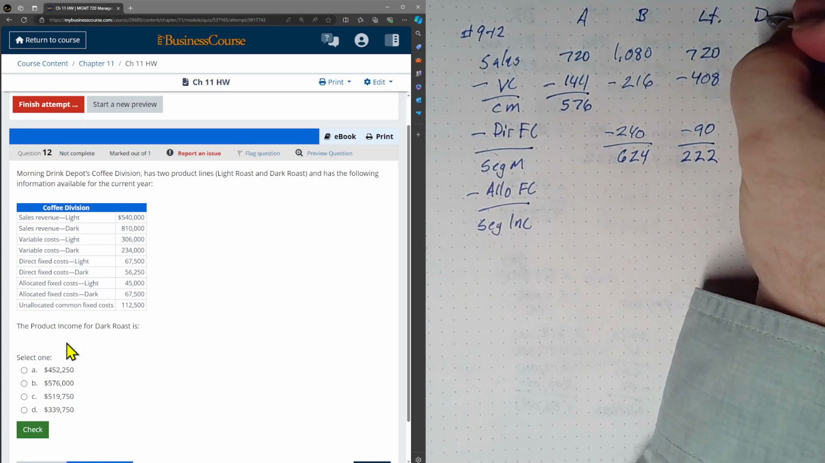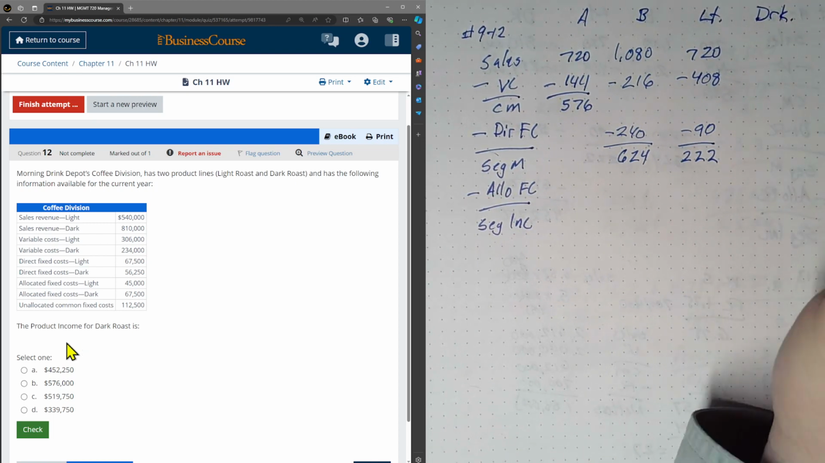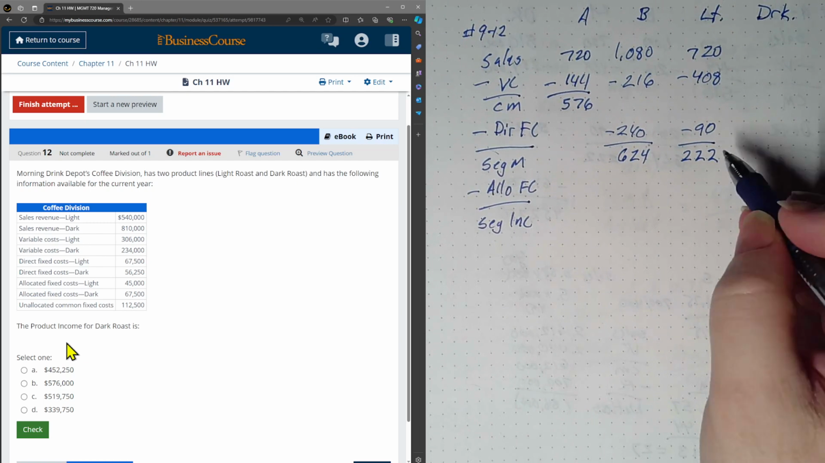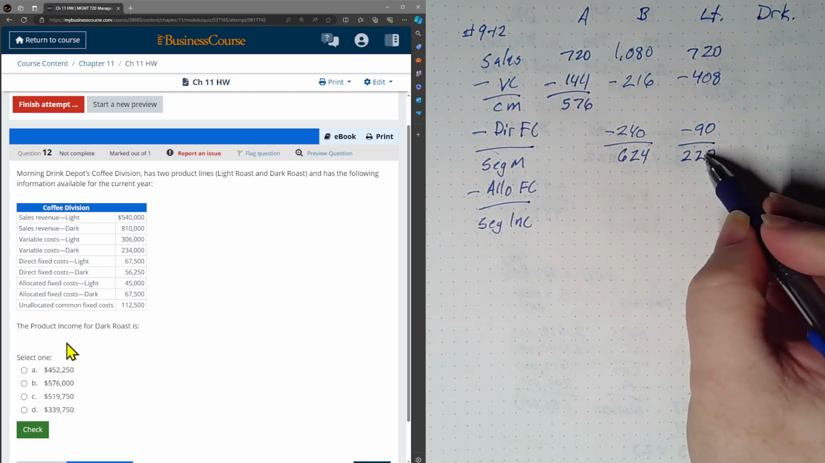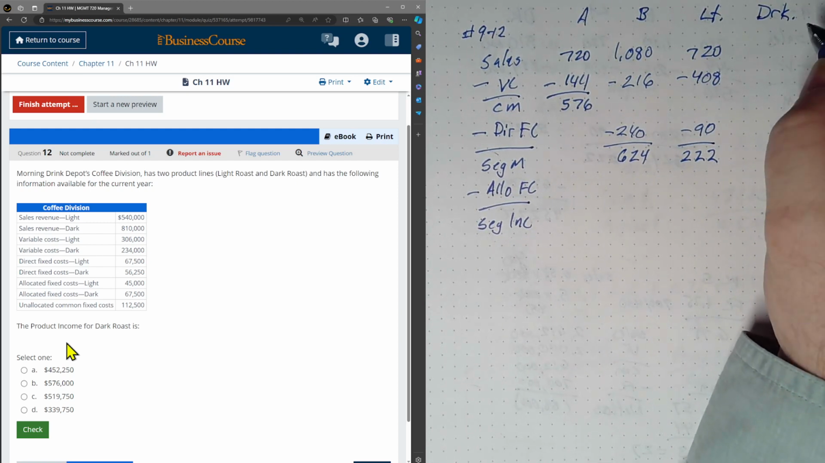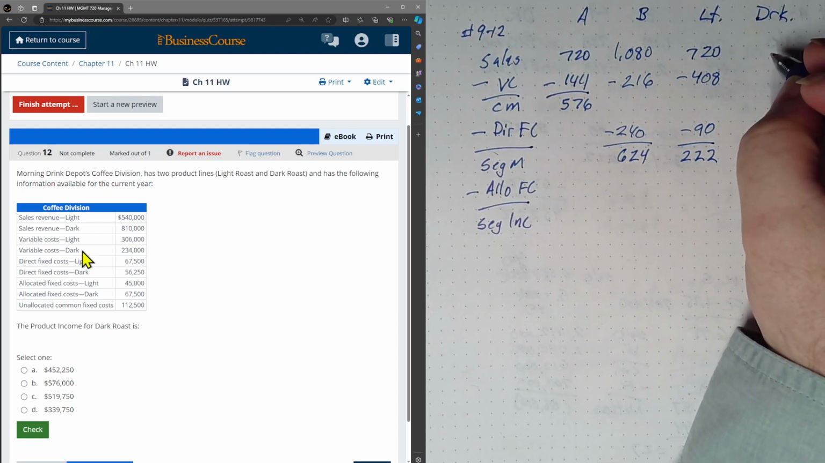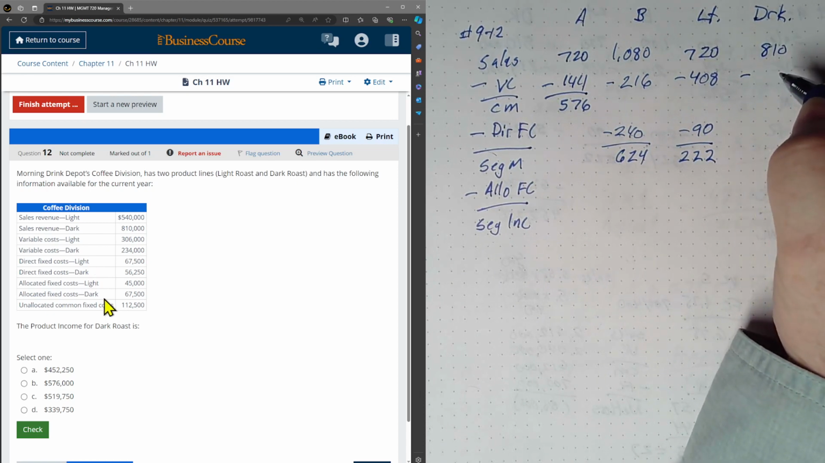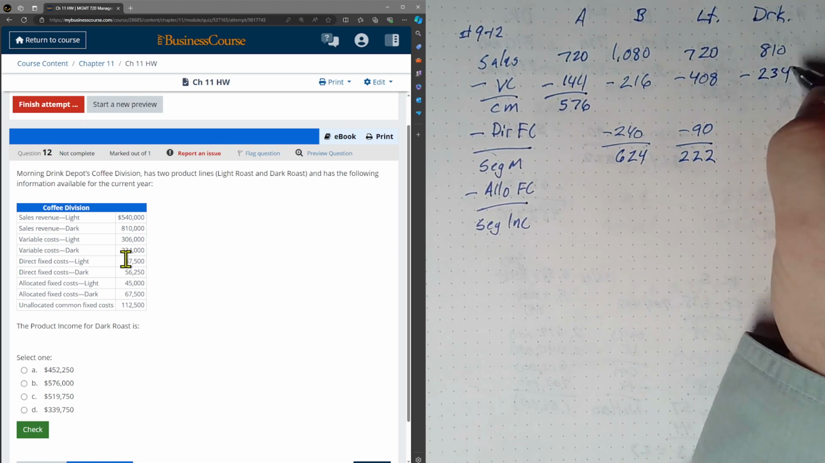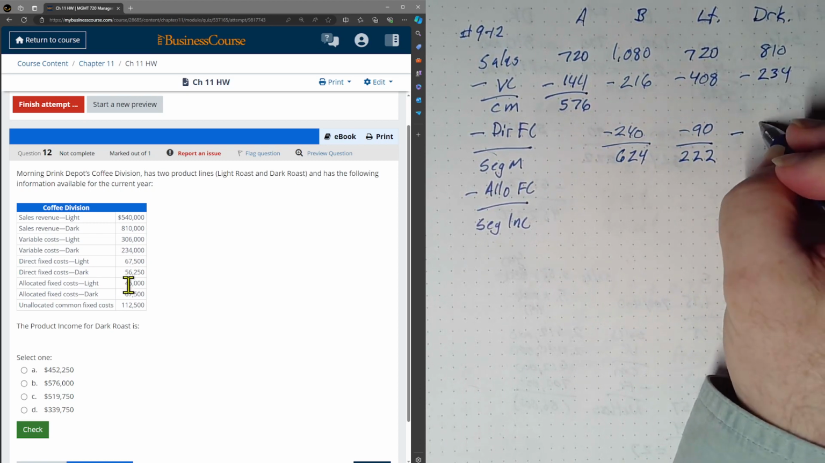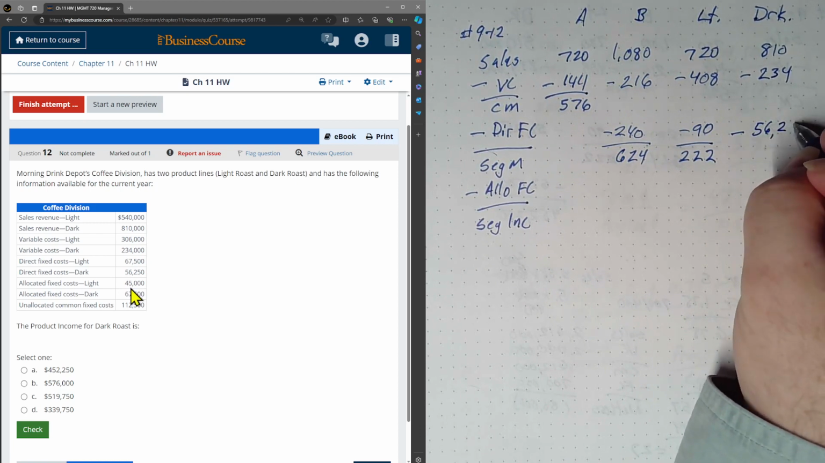So here we've got the dark, and we're going to go all the way to segment income. So therefore we don't have to calculate the segment margin. We just have to have the sales plus the 3 things that we're subtracting. So the dark sales revenue is 810 minus the variable costs for dark is 234 minus the direct fixed cost for dark is, okay, so they've added a partial 1,000.